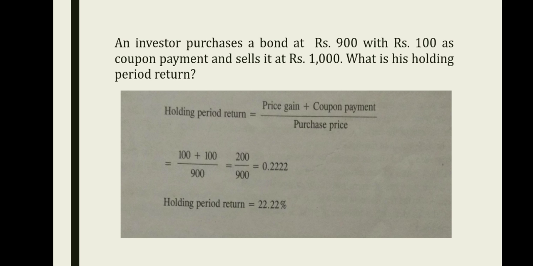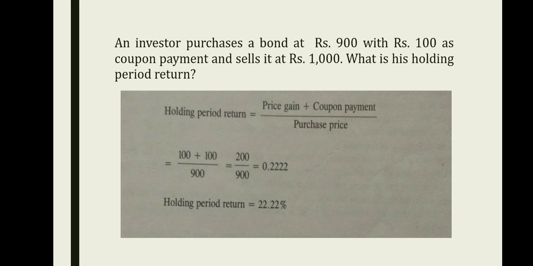So holding period return is equal to price gain 100 plus coupon payment 100 divided by purchase price, that is 900. When you simplify this, you get 0.22, that is 22.2%. Therefore, holding period return is 22.2%. Here we have positive value, positive holding period return, that is 22.22% because we have a gain.